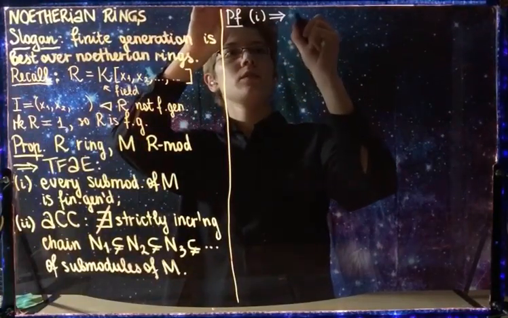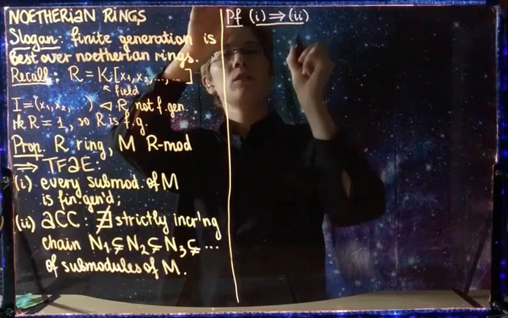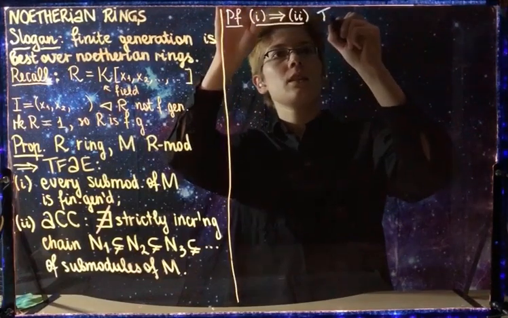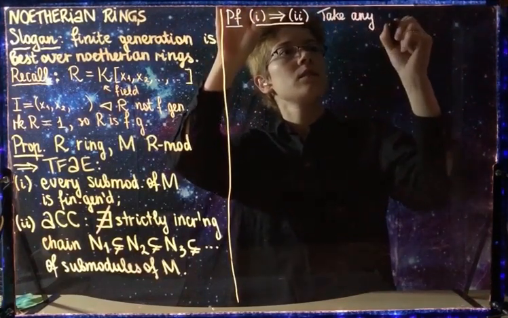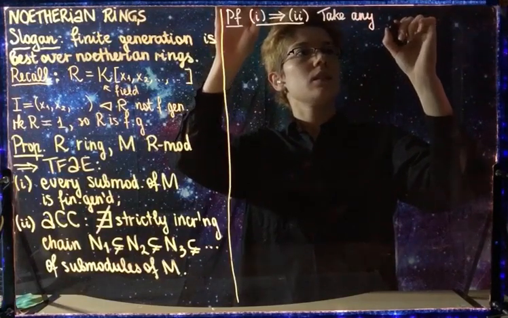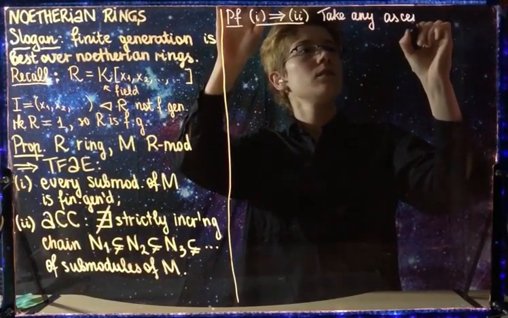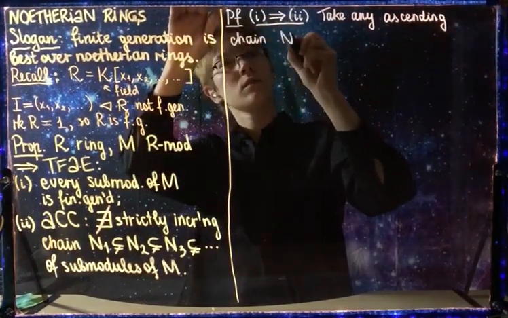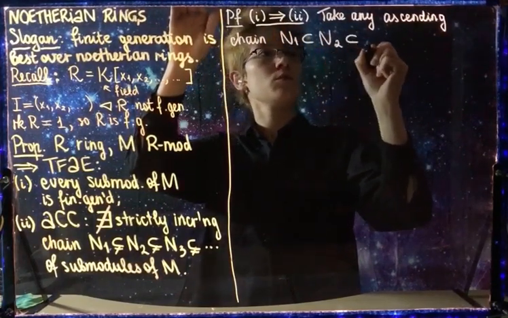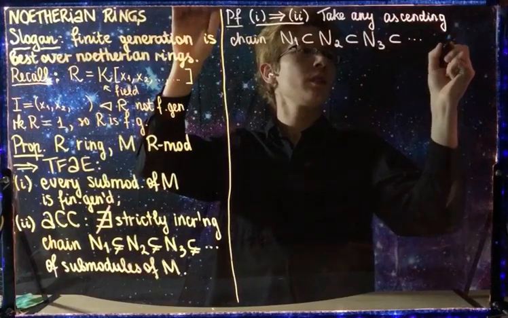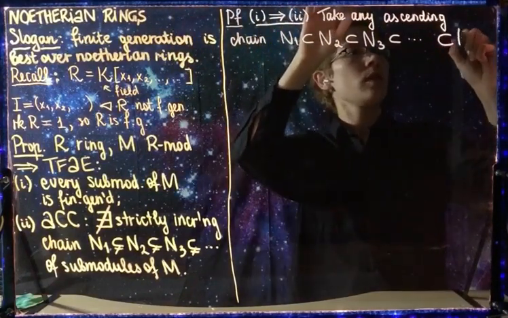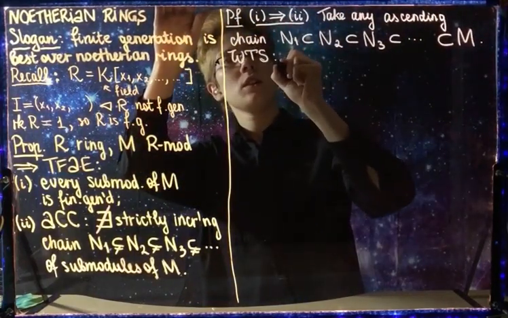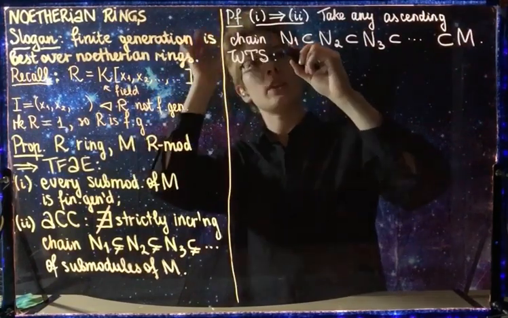For the forward direction, 1 implies 2. We are assuming that every submodule is finitely generated. And let us take any ascending chain N1 in N2 in N3, etc., of submodules of M, and we want to show that this chain stabilizes.